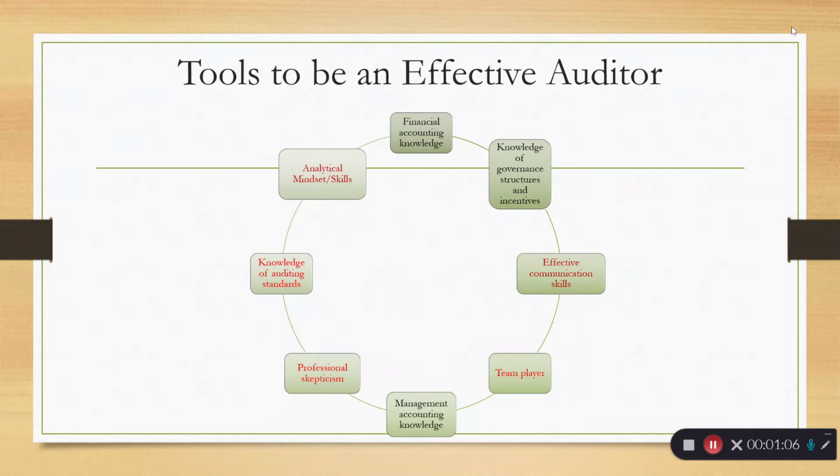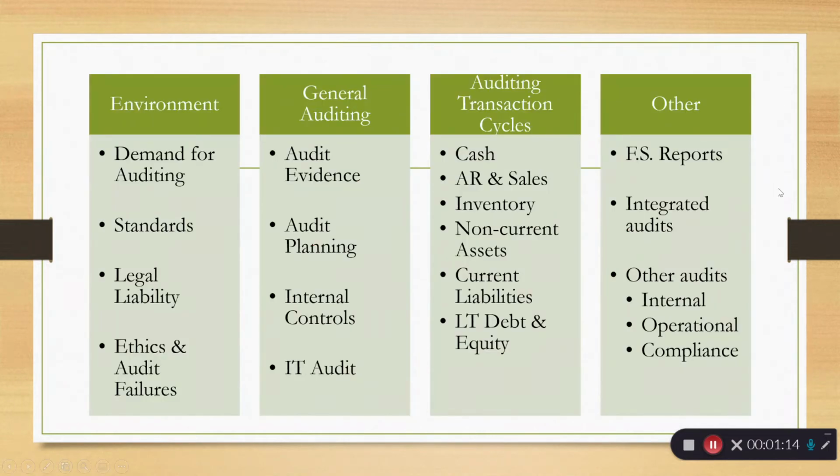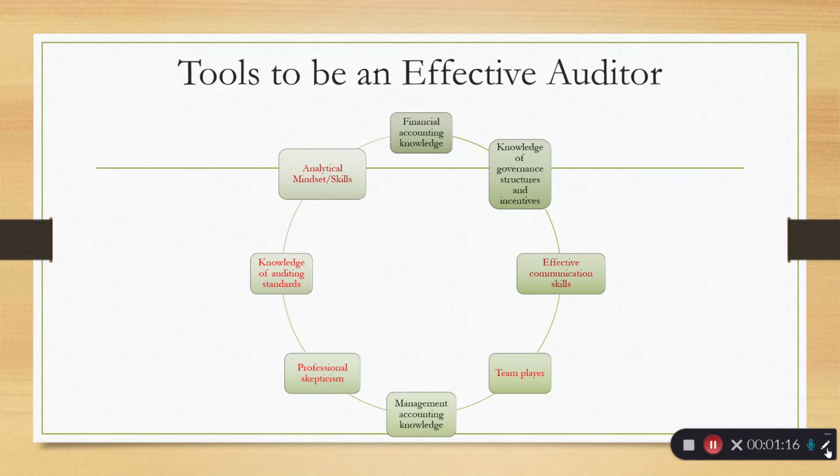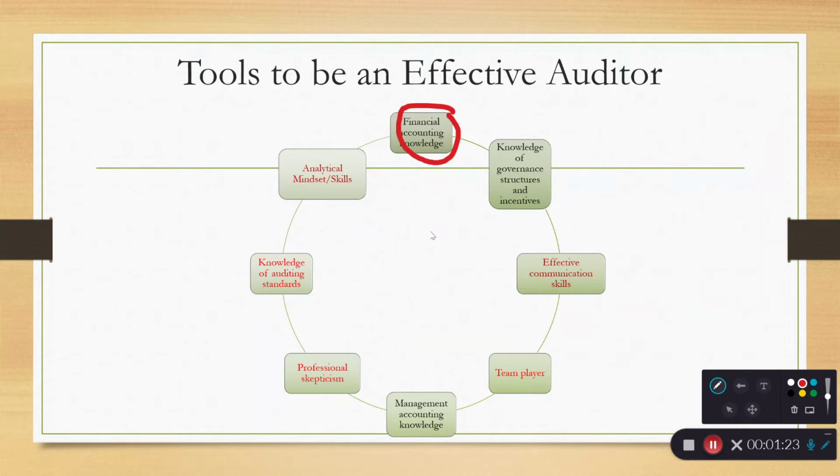So one thing you can think about is what kind of tools you need to be a good auditor. Some of these things you get from other courses, right? Like financial accounting knowledge, that's from your intermediate courses.